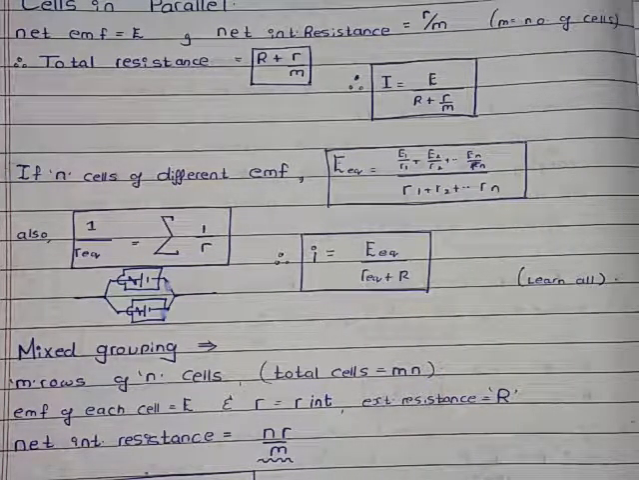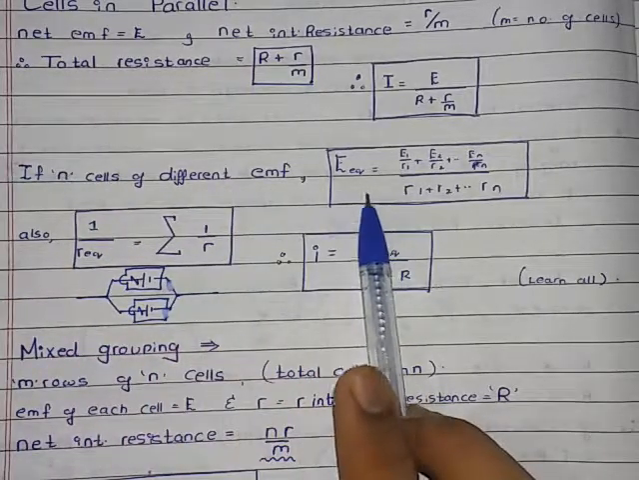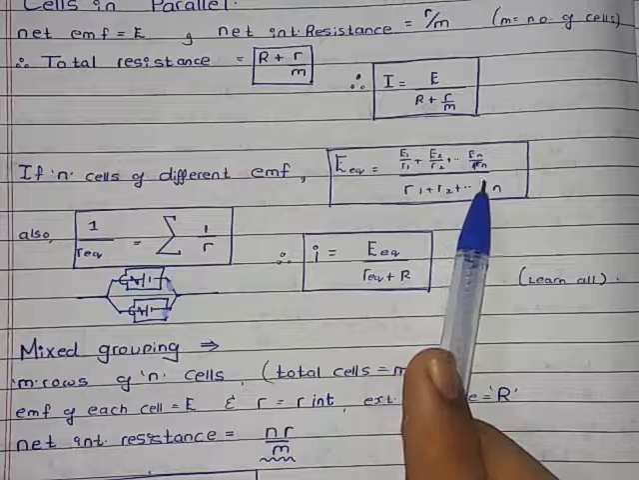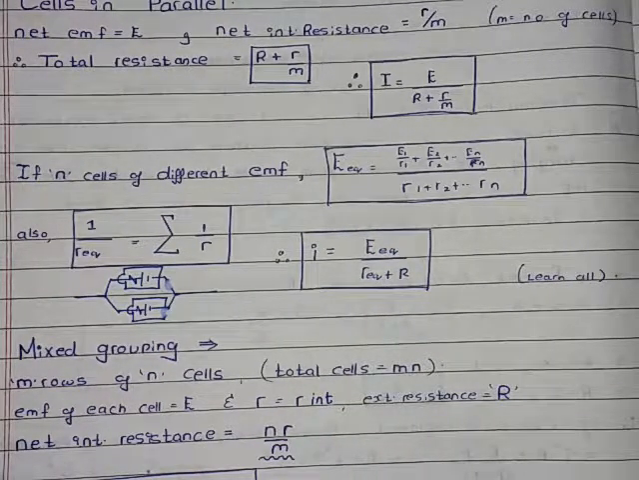If there are n cells of different EMF, as you can see here, if n cells of different electromotive force, then E equivalent equals E1 upon r1 plus E2 upon r2 plus up to En upon rn, upon the summation of all the reciprocals of the internal resistances.